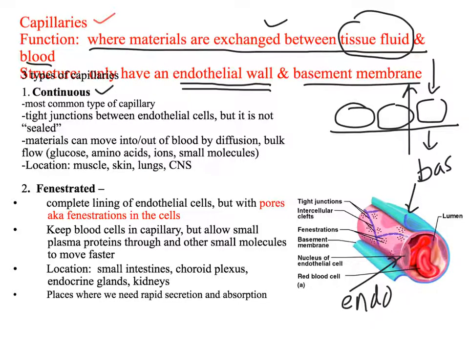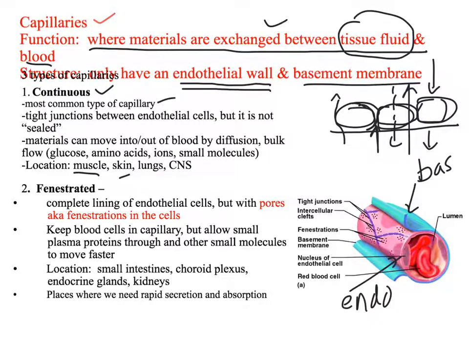The first type is continuous. Continuous means that the squamous epithelial cells are touching. They're pretty close together, but it's not sealed, so things can go in between them, through them, and around them. They're not sealed together. This is the most common type of capillary, found everywhere.